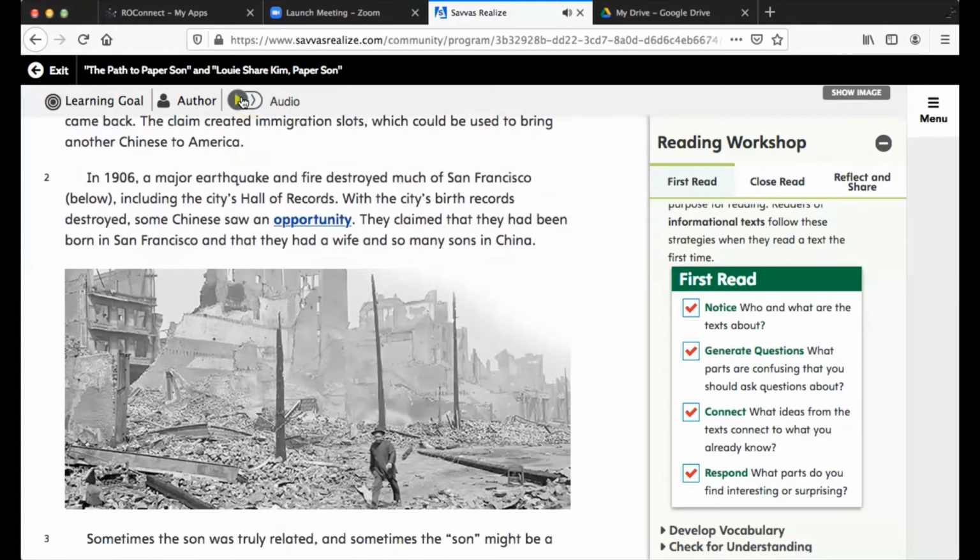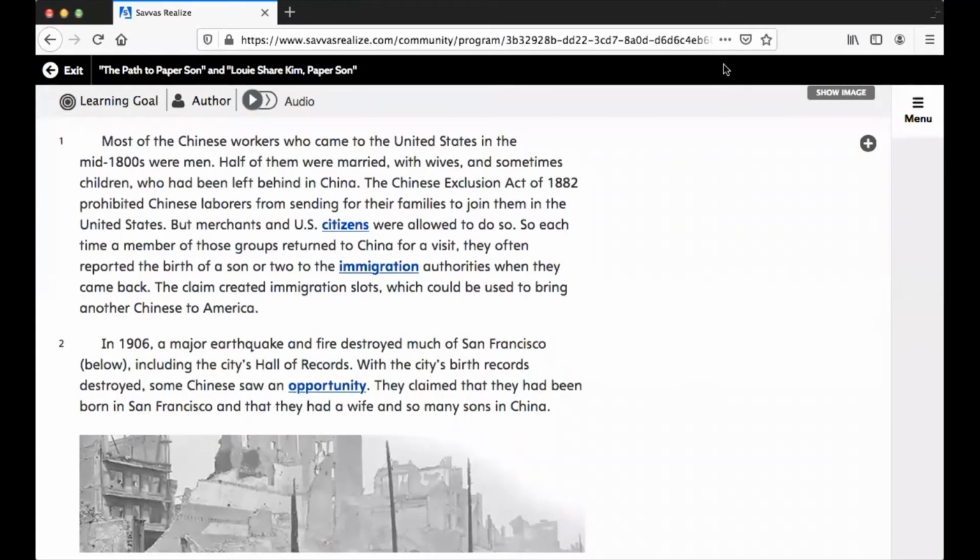I noticed that the first two paragraphs of the text mention Chinese workers, the United States, immigration, 1882, and 1906. So I think the paper suns in the title may have something to do with the Chinese people who came to the United States around 1900.